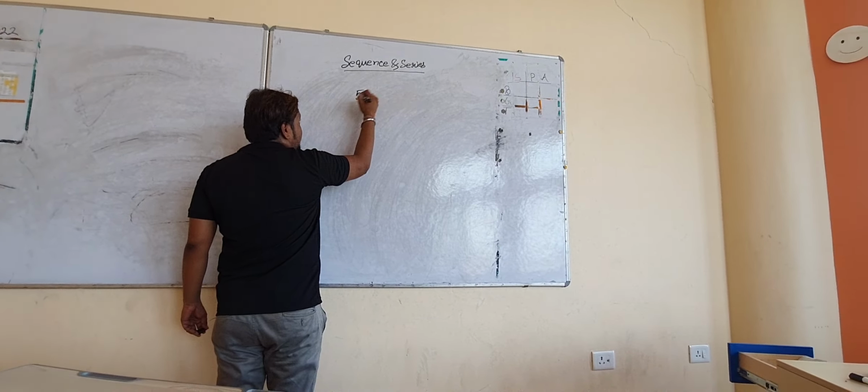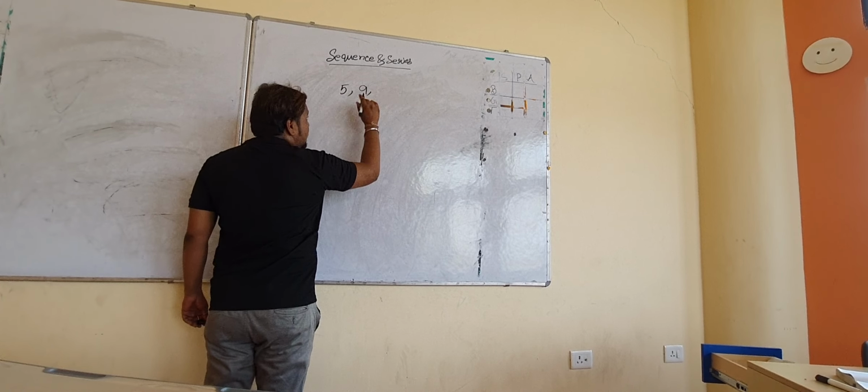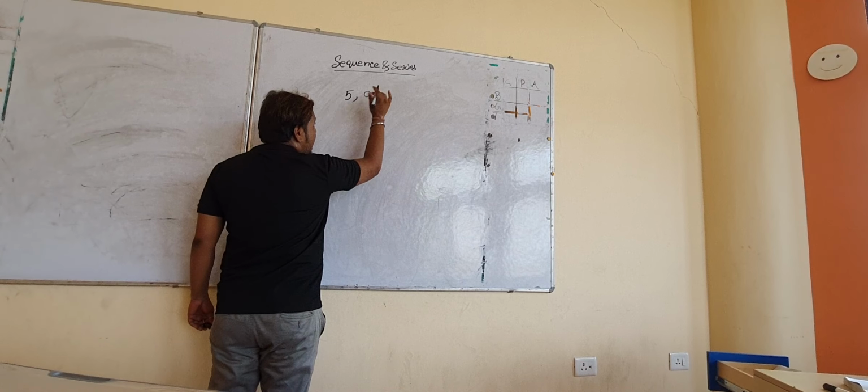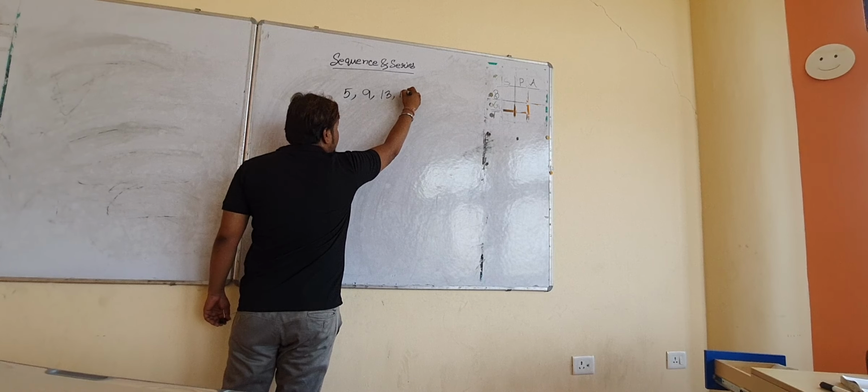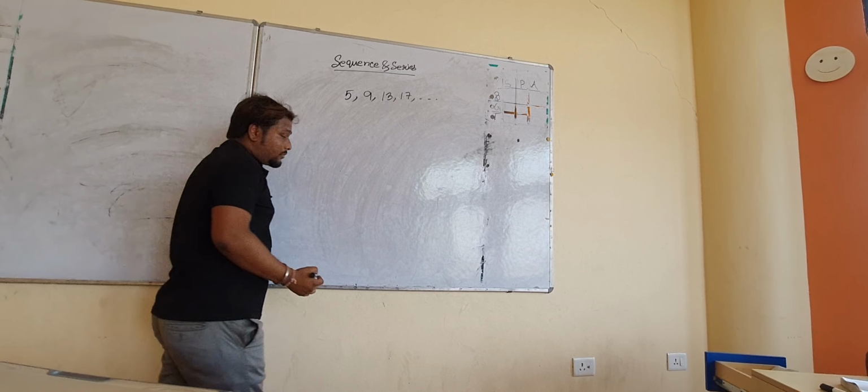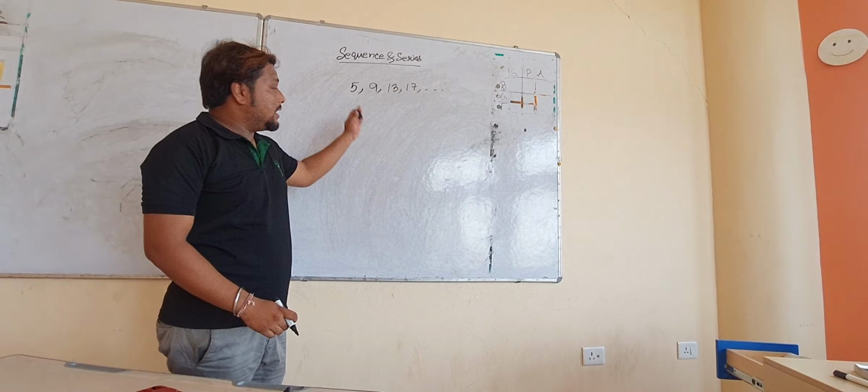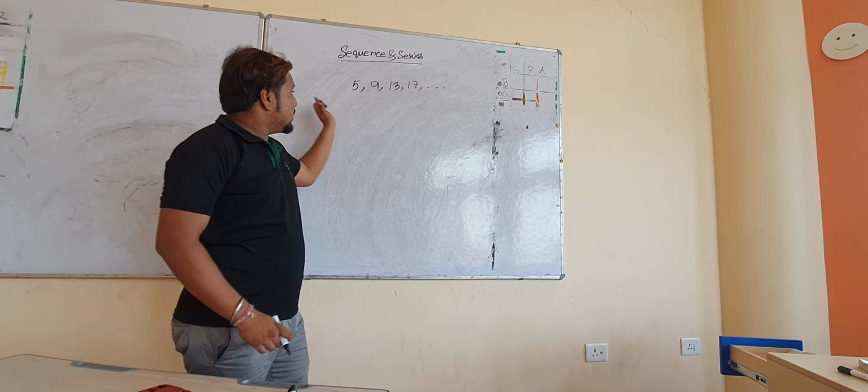Suppose I am writing a number series: 5, 9, 13, 17, like that. As you can see, this series is a finite series. Finite series means there should be an end of the series. But if I want to ask you, what will be the next term of the series?